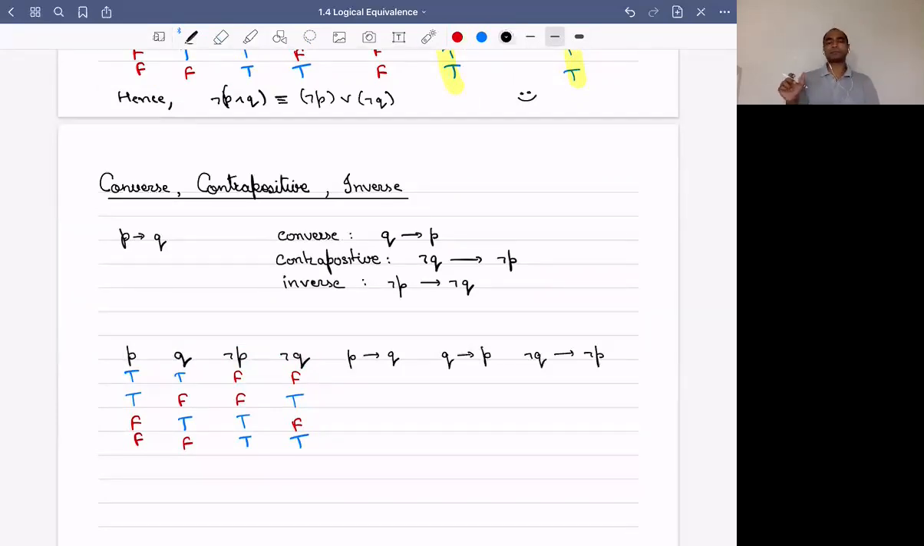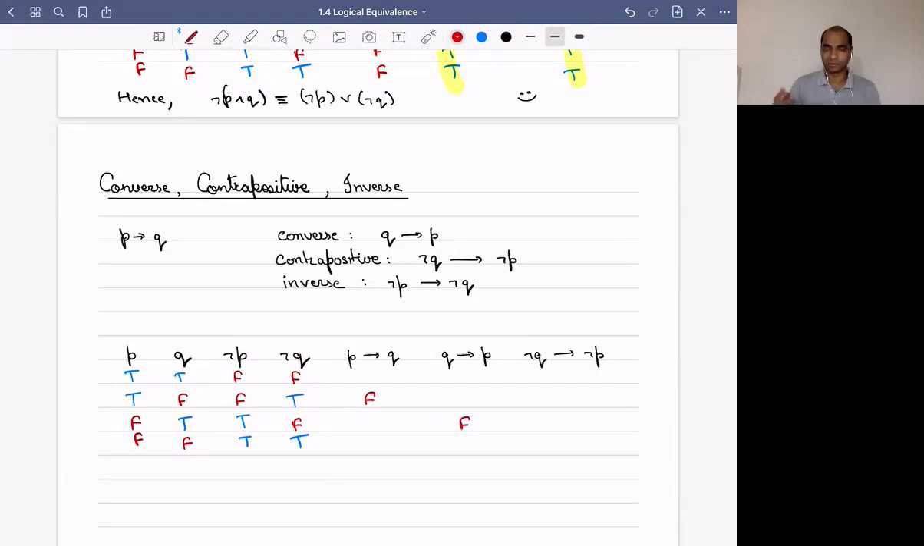Now remember that in implies the only time something is false is when the hypothesis is true, but the conclusion is false. So I'm looking for when P is true, but Q is false, and that happens in the second row. So this is the only time I'll get false. Now let's look at Q implies P. Now here the hypothesis is Q, so I want Q to be true and P to be false, and that happens in the third row.